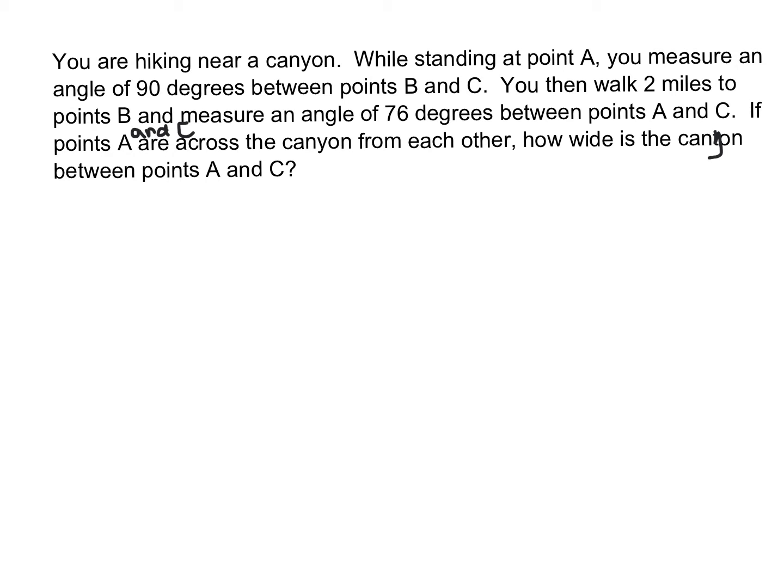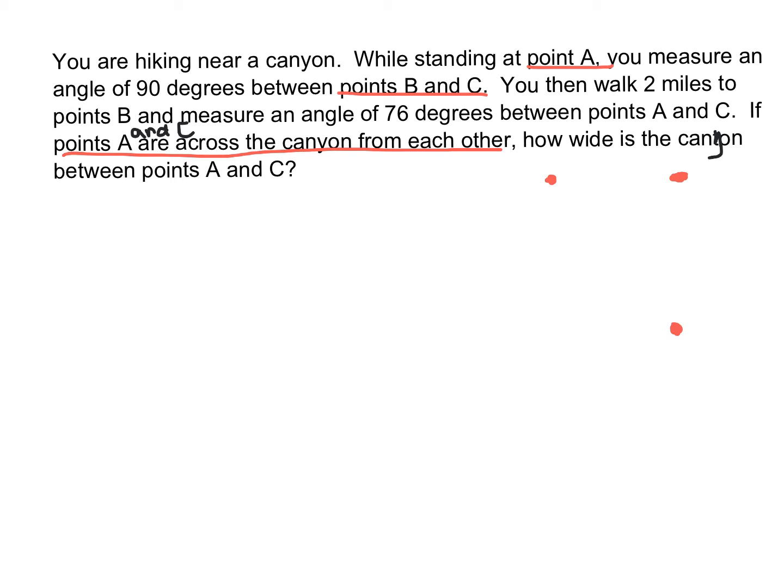If points A and C are across the canyon from each other, how wide is the canyon between points A and C? So what I'm noticing is I have point A and then points B and C. And points A and C are across the canyon from each other. So let's say that we have A and C. And we know that we're walking to point B, so point B's got to be somewhere over here probably.